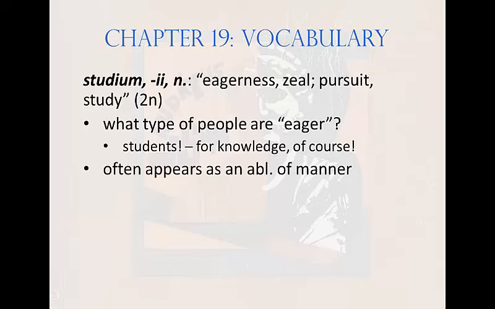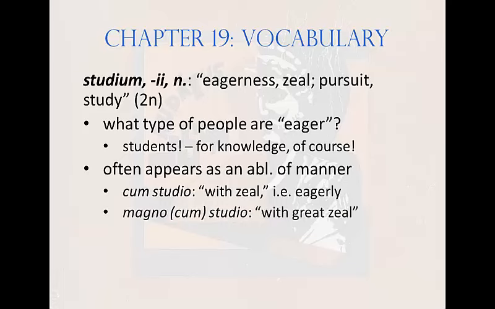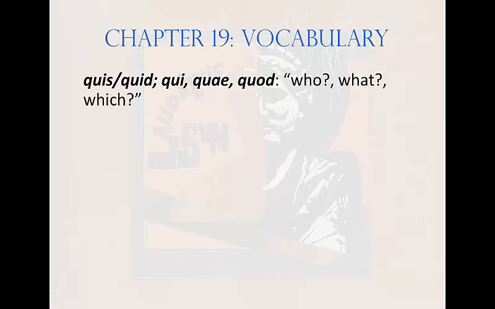Often this word appears as an ablative of manner, cum studio, meaning with zeal, that is, eagerly. Remember that if an adjective is attached to an ablative of manner, the cum is optional. So, for instance, it can be magno cum studio or just magno studio, in either case meaning with great zeal. What would be the genitive plural of this word? Excellent. Studiorum. The next words, quis quid, the interrogative pronoun, and qui quae quod, the interrogative adjective, both meaning who, what, or which, we have belabored at length above. No need to go on about them again.